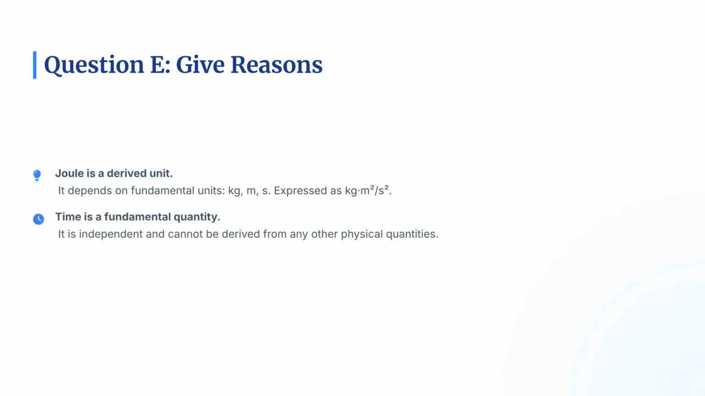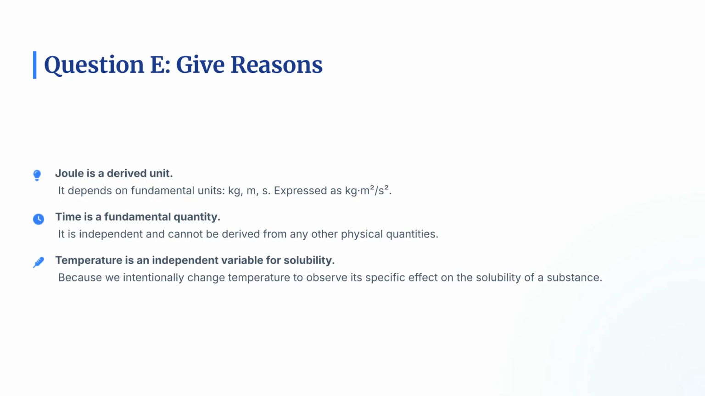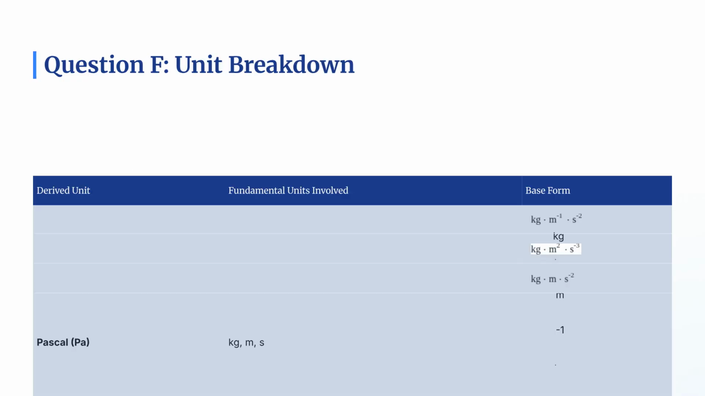Finally, the Give Reasons section explains why joule is a derived unit, depending on fundamental units like kilogram, m, and s. Time is a fundamental quantity because it is independent. Temperature is an independent variable for solubility because it is intentionally changed to observe its specific effect. Question F focuses on unit breakdown. The derived unit Pascal, or Pa, involves the fundamental units of kilogram, meter, and second. Its base form is expressed as kilogram per meter per second squared.